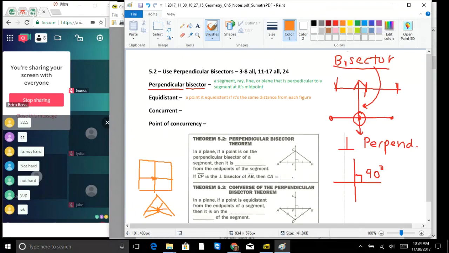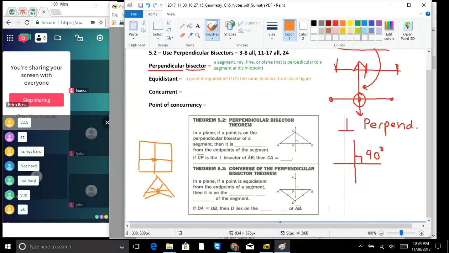The other two words come with the next theorem, so we'll wait for a second. Let's start with perpendicular bisector and equidistant, and then we'll come back to concurrent and point of concurrency in a minute. So all those words so that we can have two more theorems. Hooray, right? Theorem 5.2 and theorem 5.3. Perpendicular bisector theorem and then the converse. So remember, when we have a theorem and its converse, that means that basically the theorems work both ways. So the converse just basically means the opposite.